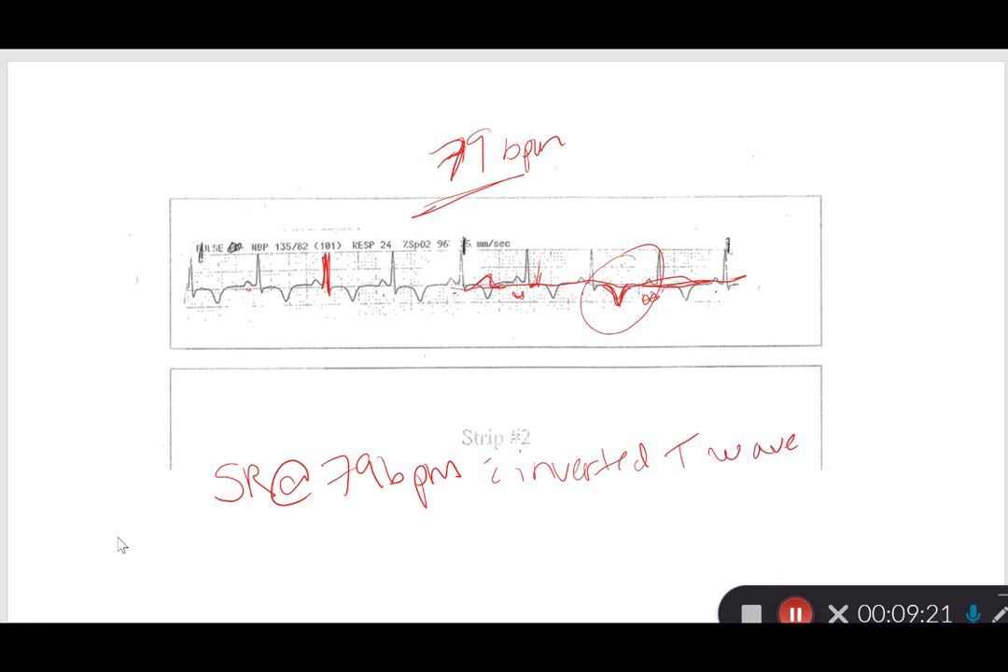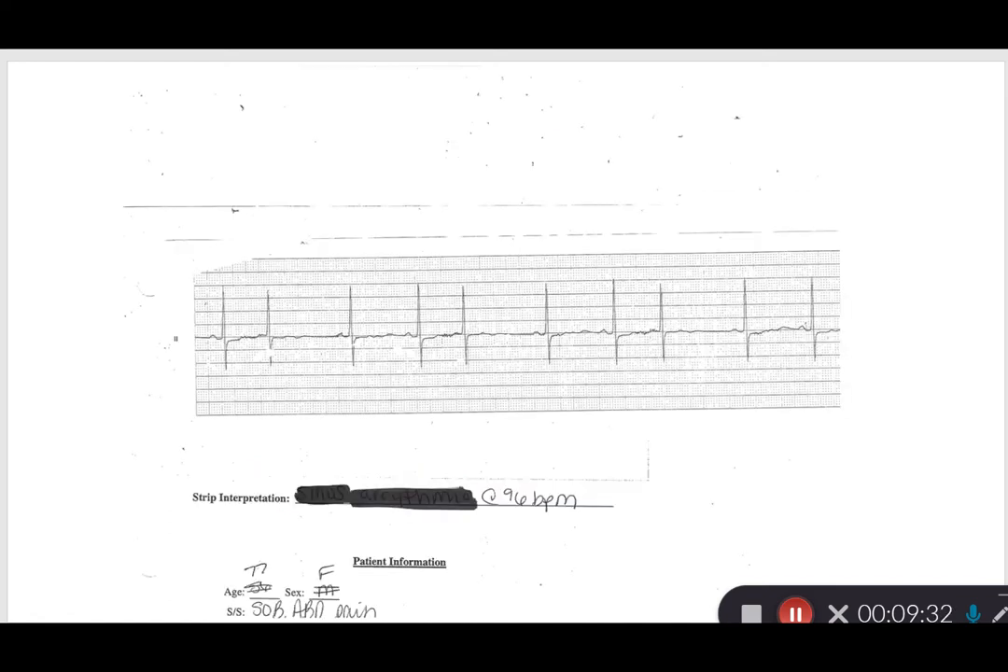Inverted T waves are actually pretty rare. I just had a streak where I had a bunch right in a row, and these were actually all chest pain patients, which could indicate the reason behind the inverted T wave, but there are a couple different causes of that.